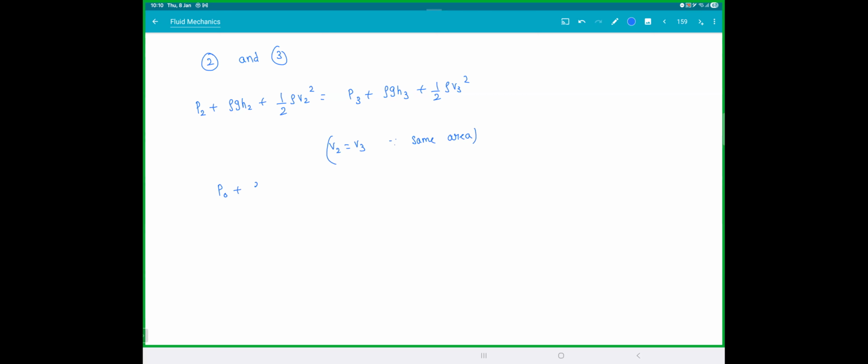You end up with P naught plus rho g h2 equals P3 plus rho g h3. So we get P3 equals P naught minus rho g (h3 minus h2). Now we know pressure should always be greater than or equal to 0. So h3 minus h2 must be less than or equal to P naught by rho g. When you calculate this, it comes to around 10 meters for water.